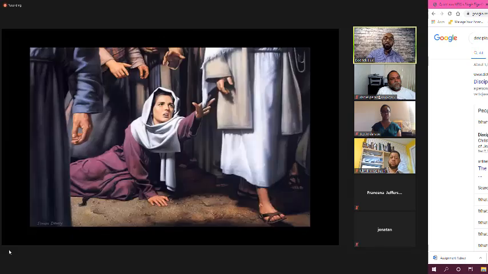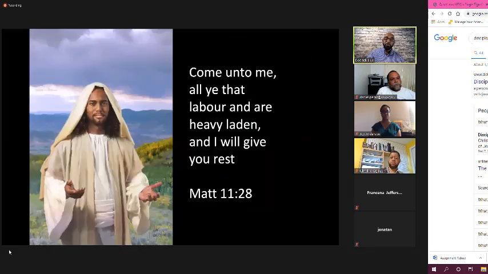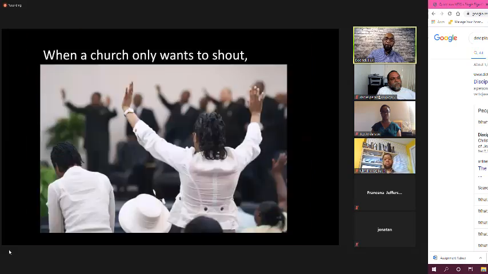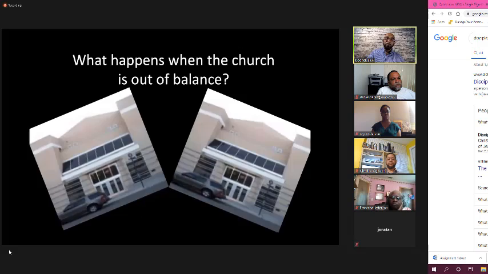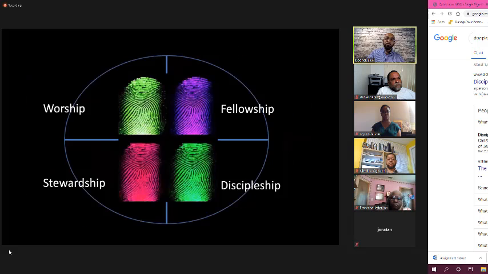The same is true inside of the church, where we have the mental, physical, the social, and the spiritual represented in the worship, the fellowship, the stewardship, and the discipleship. All the activities of the church will take place in one of these four arenas.